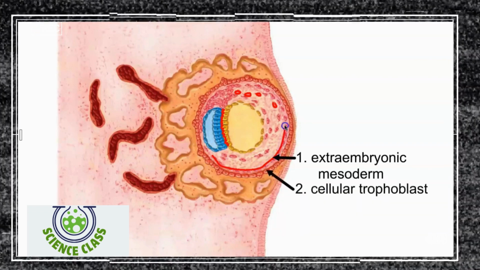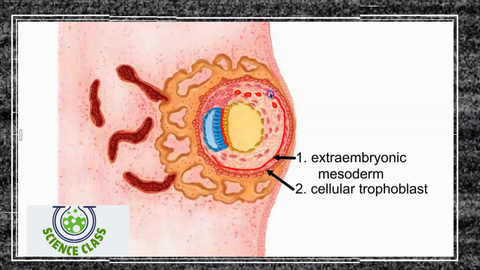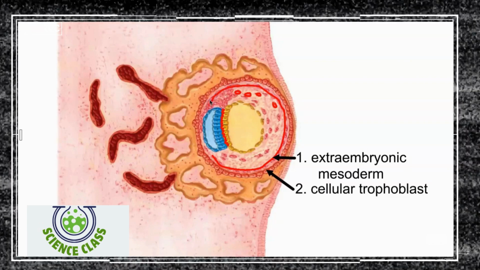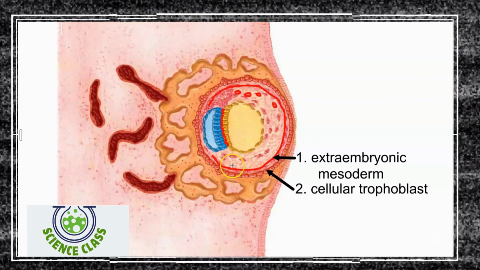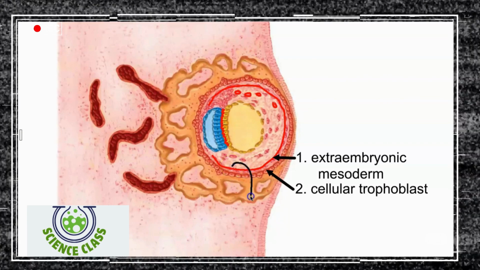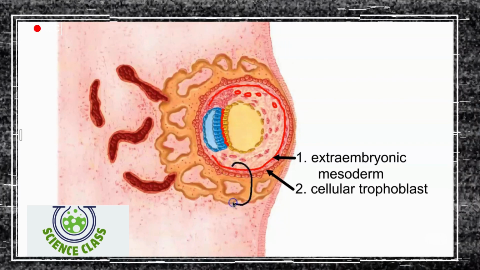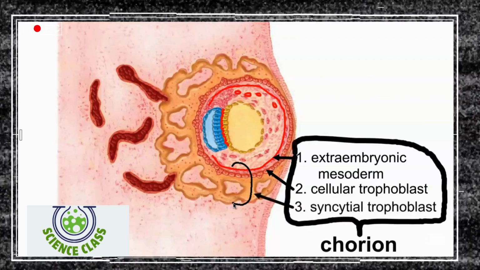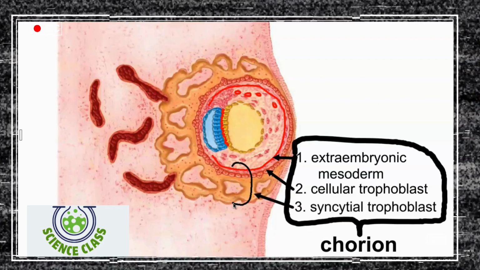And once the mesoderm lines the cellular trophoblast, then we no longer use the terminology of trophoblast. Instead, now we're going to refer to all of these layers, the mesoderm, the cellular trophoblast, and the syncytial trophoblast, as the chorion.